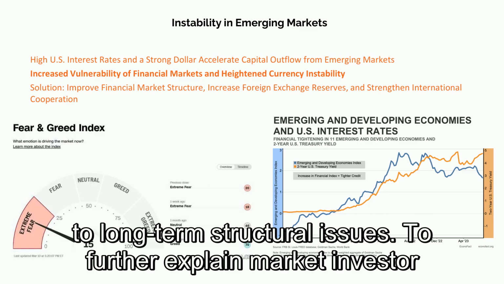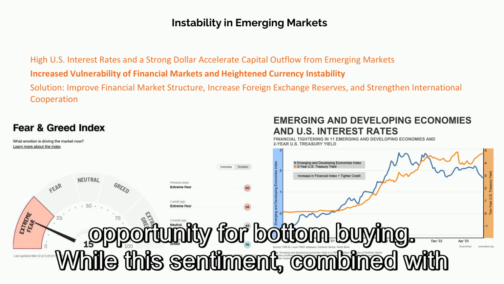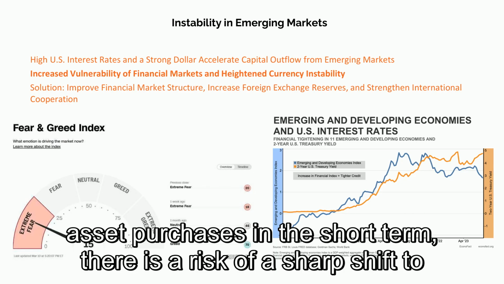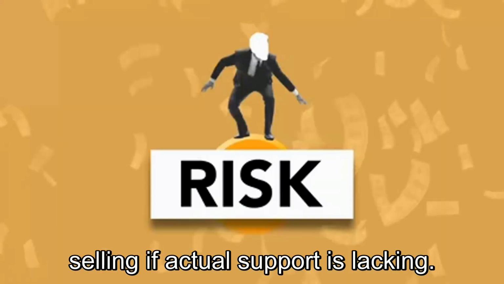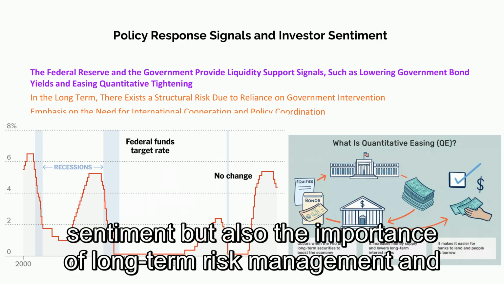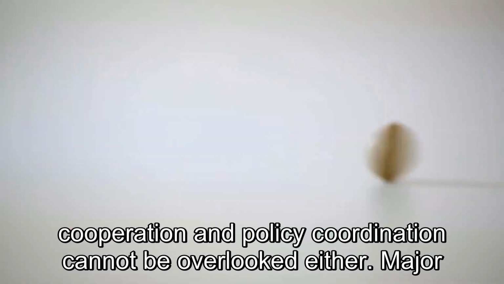However, at the same time, it is important to be wary that excessive reliance on government intervention could lead to long-term structural issues. To further explain market investor sentiment, investors often perceive a market decline of about 5% as an opportunity for bottom buying. While this sentiment, combined with expectations of artificial government intervention, leads to rapid asset purchases in the short term, there is a risk of a sharp shift to selling if actual support is lacking. Therefore, investors should always keep in mind not only short-term sentiment, but also the importance of long-term risk management and investment diversification.